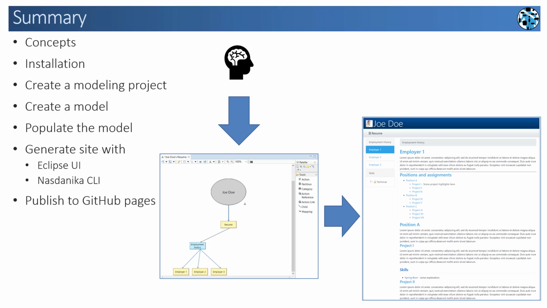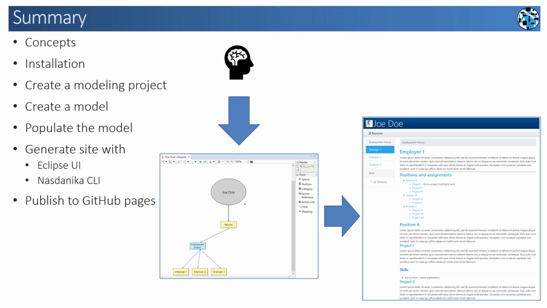You should also know how to install the Nasdanika Tools suite. Create a modeling project and host it on GitHub if needed. Create a Nasdanika Vinci model. Populate the model using different representations: diagram, tree, and properties view.